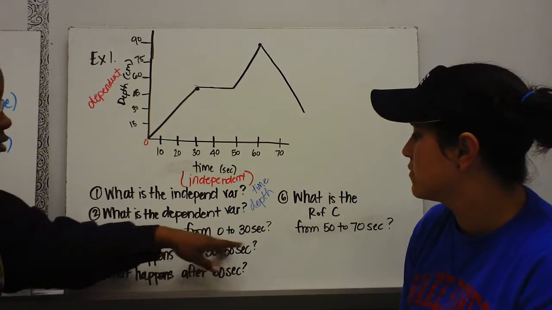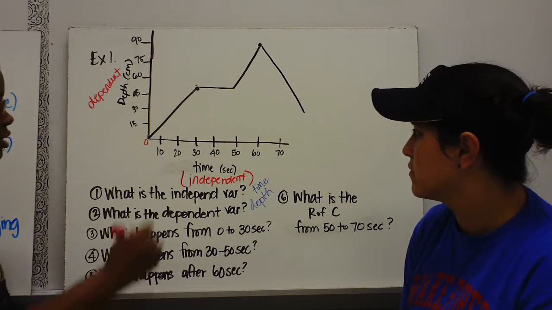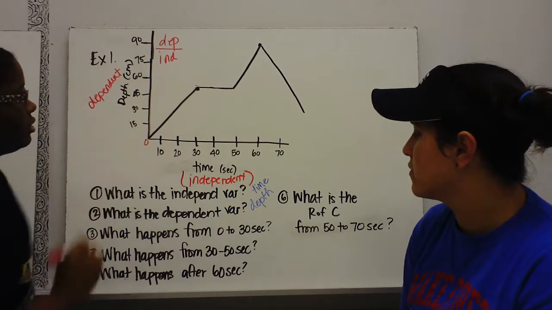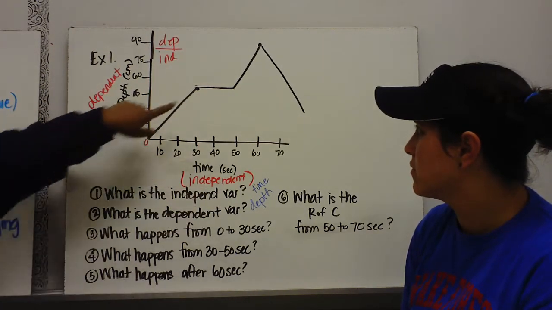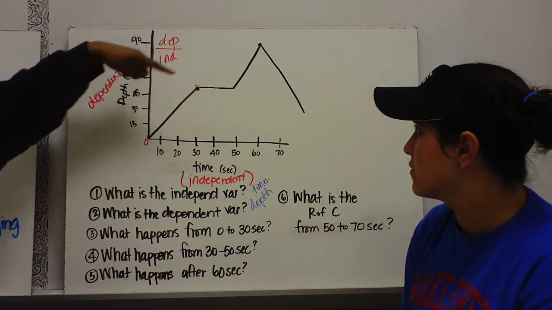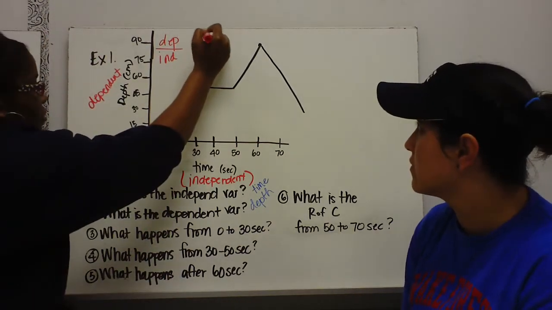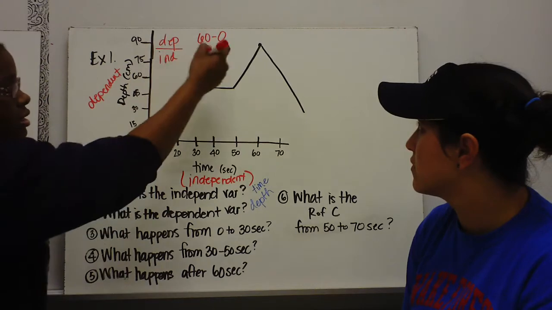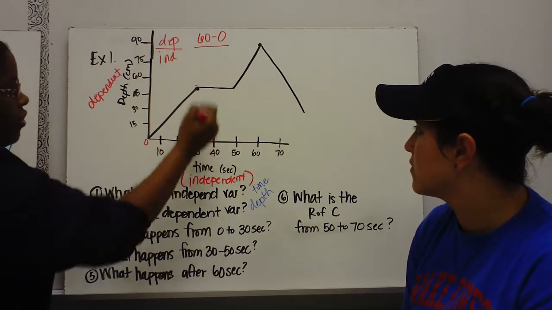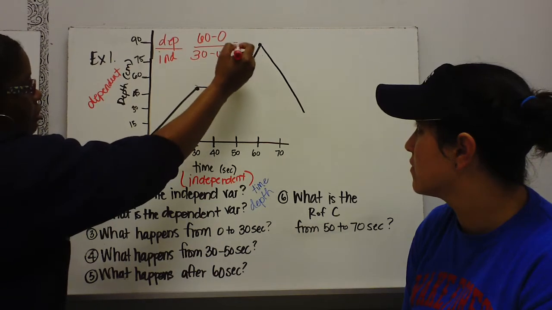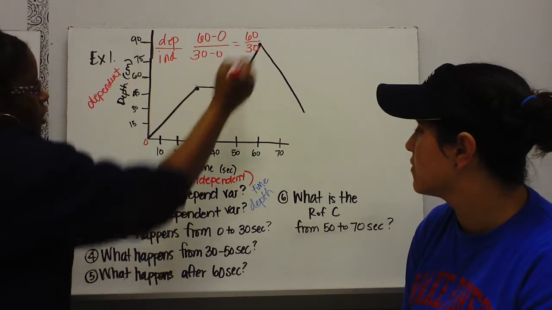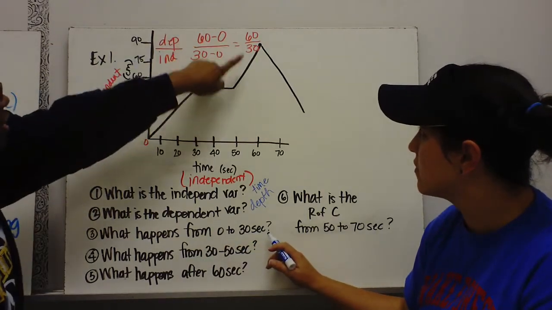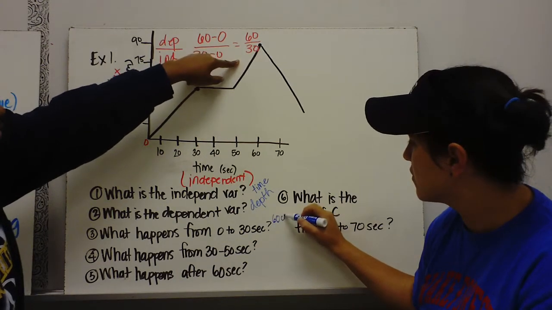Now, what is happening from 0 to 30 seconds? This is where we find our rate of change. So we do our dependent over independent. And our dependent variable from 0 to 30 seconds, at 30 seconds we stop at 60. And at 0 seconds we had no water in the tub. So the change is 60 minus 0 over 30 minus 0, which is 60 over 30. So the way we would read this is our rate of change is 60 centimeters every 30 seconds.